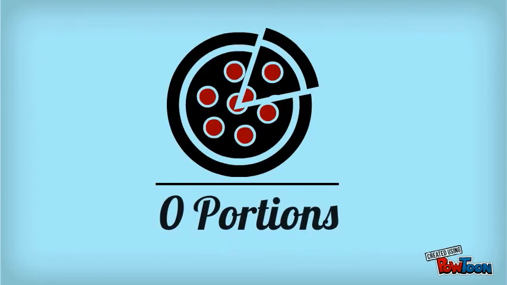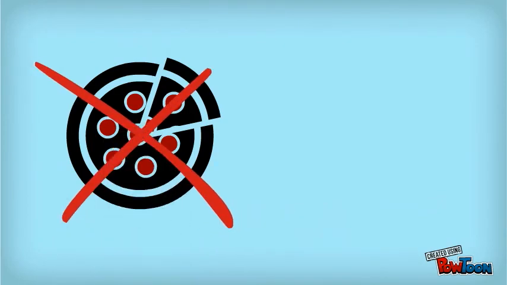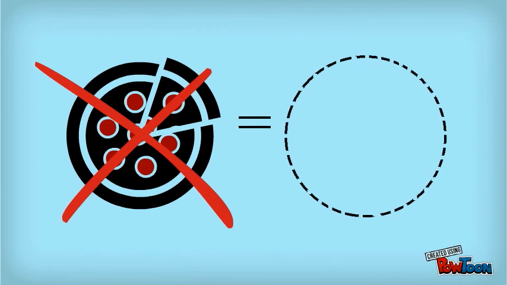But what about dividing a pizza into 0 portions? What could that possibly mean? When we attempt to divide by 0, what we're really doing is trying to take a physical object, here a pizza, and cut it in such a way that when we're done cutting, we've eliminated the existence of the pizza entirely. We have broken an object into 0 pieces.